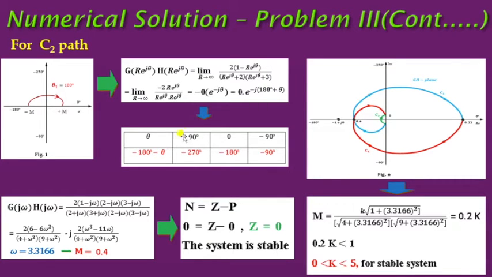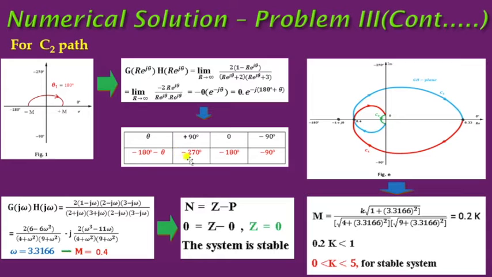Then this theta equal to plus 90, then this result is minus 270. And this theta equal to 0, then this is minus 180. And this theta equal to minus 90. So minus 90 minus theta equal to plus. So this angle is minus 90.